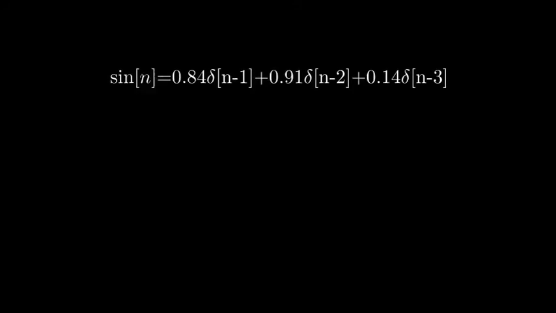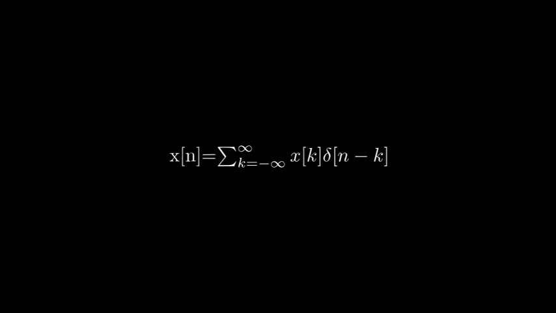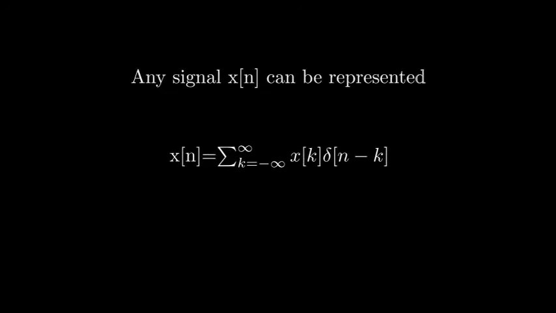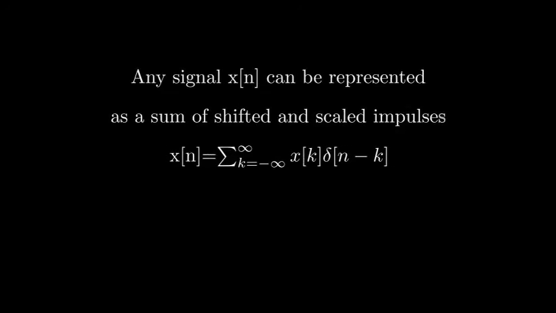So this is a simple summation. You might think we have a sine signal on the right side, but that sine of k is a constant value. So any signal x of n can be represented as a summation of scaled and shifted impulses.